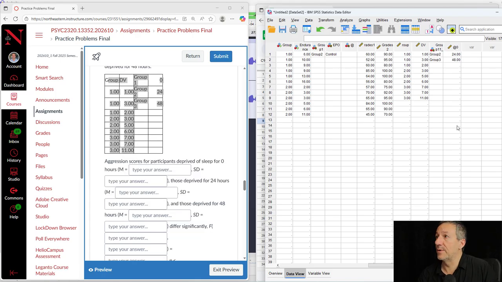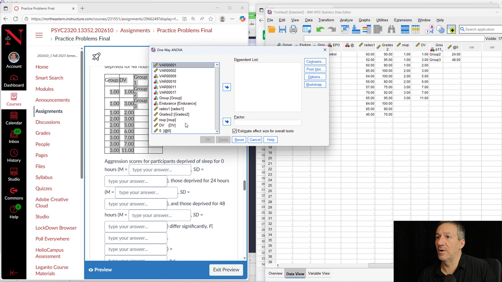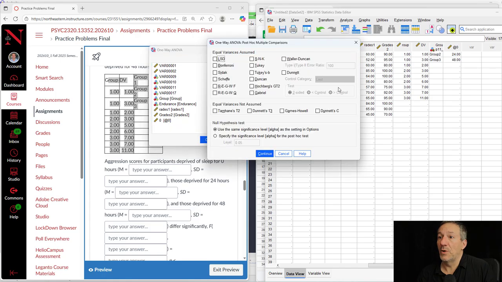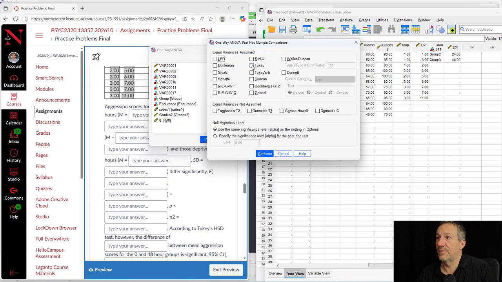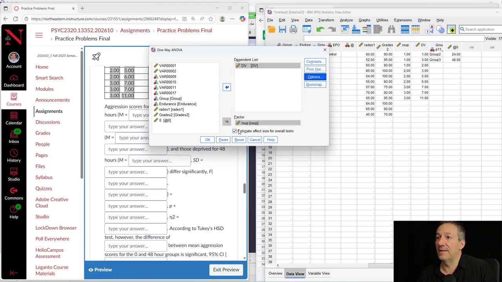For SPSS, how we would do that is analyze, compare means, one-way ANOVA. The group is our grouping variable, or factor. And then DV is our variable for regression. Post hoc, I believe it says to do Tukey's. So the first Tukey, not the second one. Click continue, and then options, get your descriptives. I like a means plot, you don't have to do it. Make sure that's checked, and then click OK.